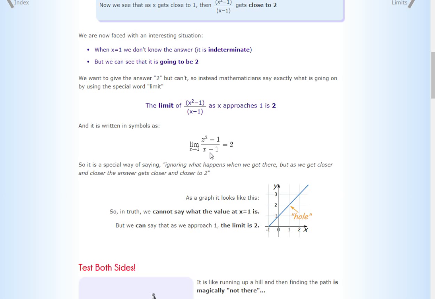Now below that on your sheet, it says, what does this mean in words? So in words is what we discussed up here. So that's what I want you to write down. So what this means is the limit of x squared minus 1 over x minus 1 as x approaches 1 is 2. Okay, so in words it means the limit of x squared minus 1 over x minus 1 as x approaches 1 is 2.